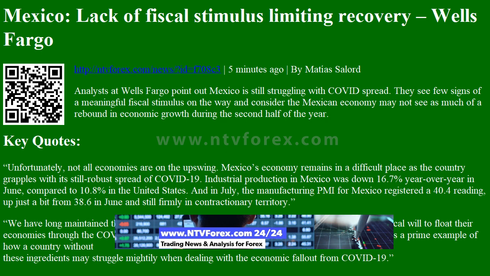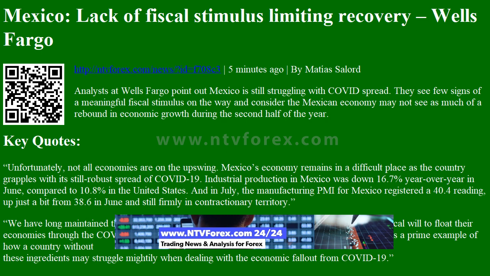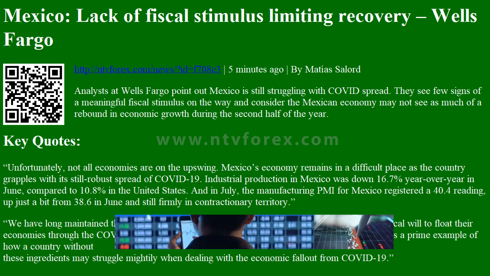Analysts at Wells Fargo point out Mexico is still struggling with COVID spread. They see few signs of a meaningful fiscal stimulus on the way and consider the Mexican economy may not see as much of a rebound in economic growth during the second half of the year.